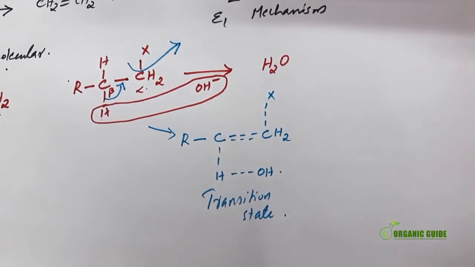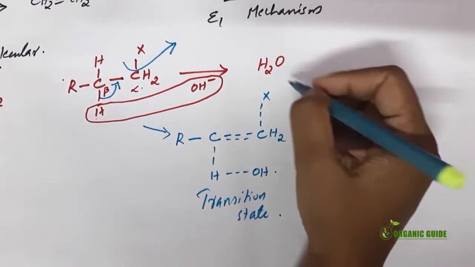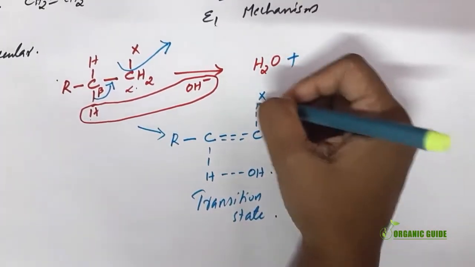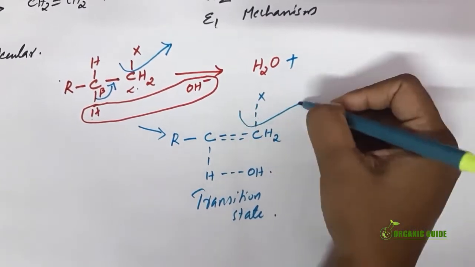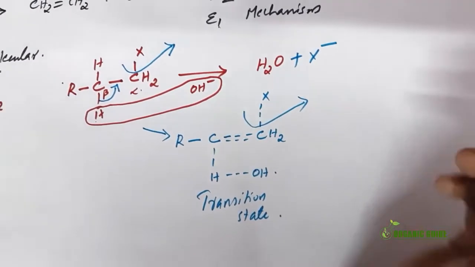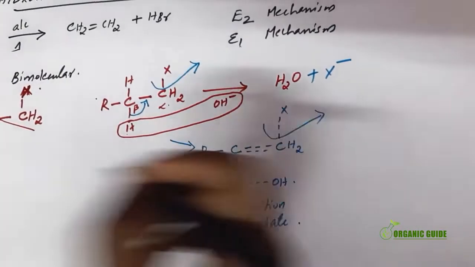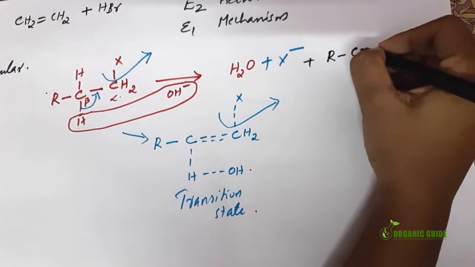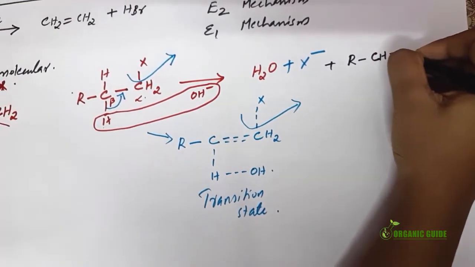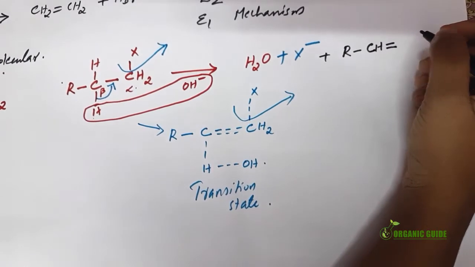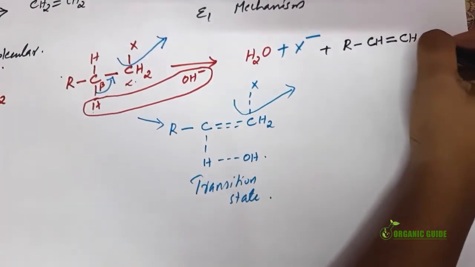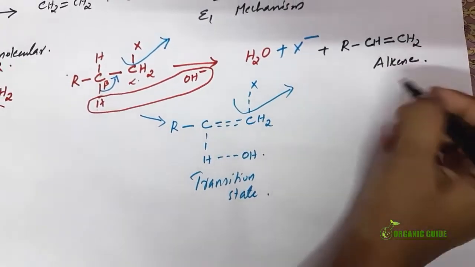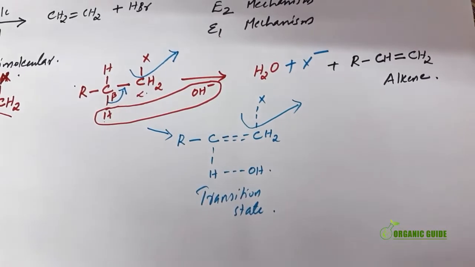Okay, transition state. And what will be our products? This water molecule will be eliminated, plus this halogen atom that is eliminated as X minus ion, and our product will be an alkene, that is R, C, H, double bond, CH2. This is the alkene. This will be our product.